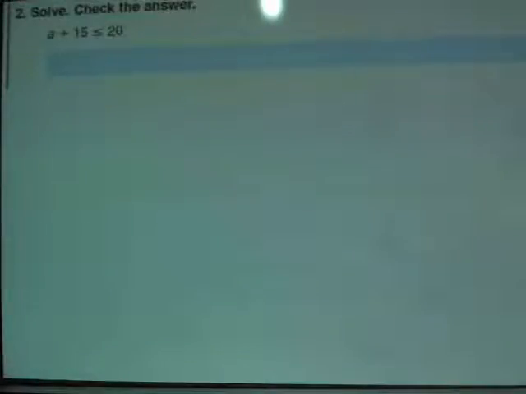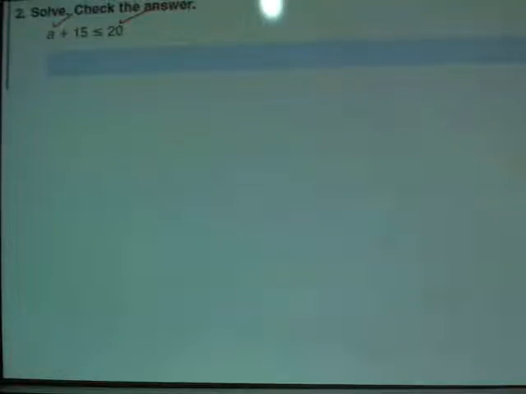Here's a plus 15 is less than or equal to 20. So not graphing, just solving here. So variable on the left, a being on the left is a good thing. Number on the right, 20 on the right is a good thing. So 15 is going to have to move here.